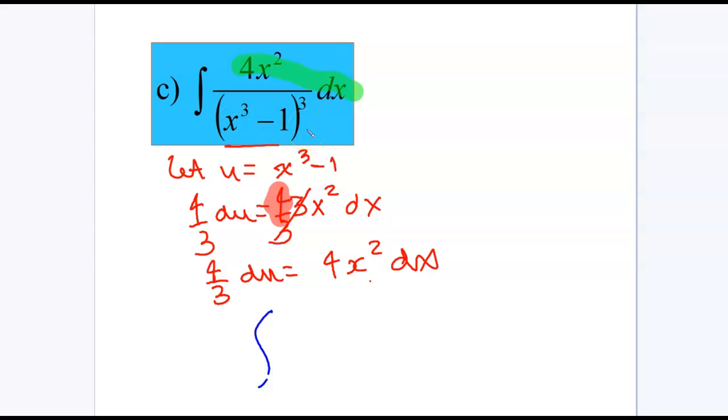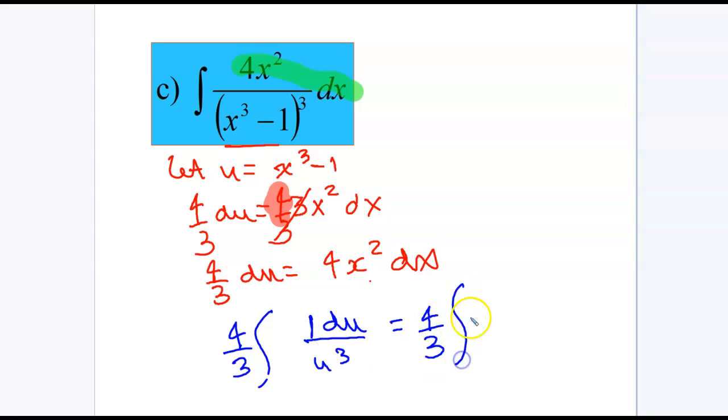In place of the x cubed minus 1 down at the bottom, I'm going to put u cubed. And in place of 4x squared dx, I'm going to put 4/3 du. This 4/3 is really a 1 there. I can move the u cubed up to be u to the minus 3. And now I'm ready to integrate.